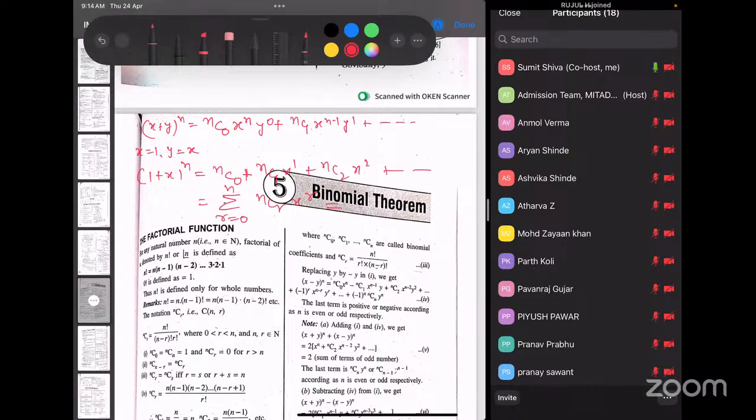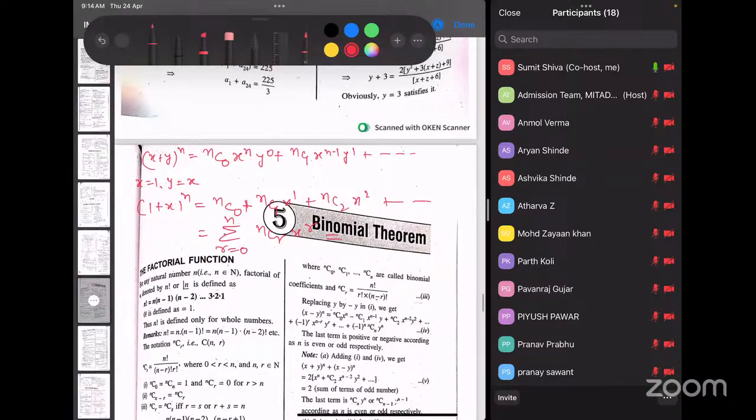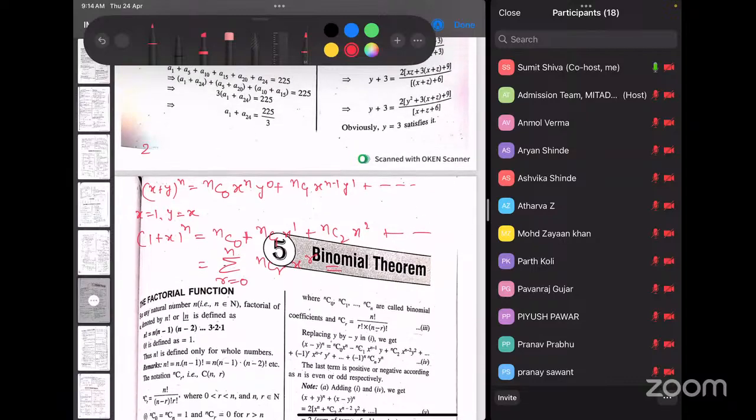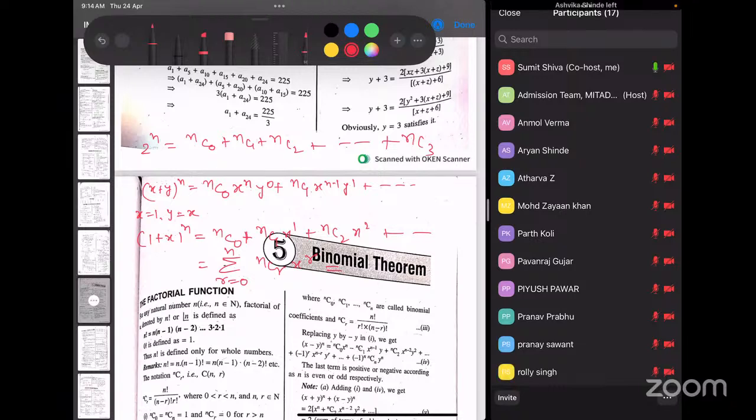Another interesting point in (1 + x)^n is that if you put x as 1, you will get a standard result. If you put x as 1, this will be 2^n. And on the right hand side, you will have nC0 + nC1 + nC2 + ... + nCn. This is known as the sum of binomial coefficients. So the sum of binomial coefficients from nC0 to nCn will be 2^n.